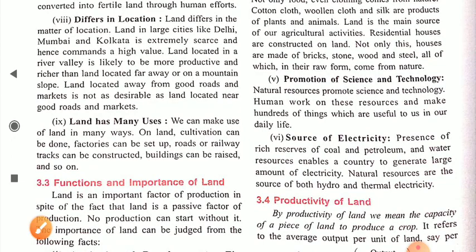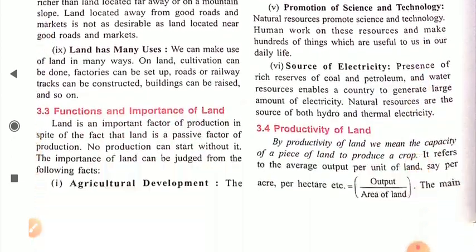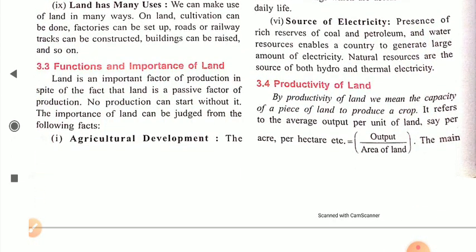Now we will move towards the functions and importance of land. What are the different functions of land? Land is an important factor of production in spite of the fact that it is a passive factor of production. No production can start without it. The importance of land can be judged from the following facts.